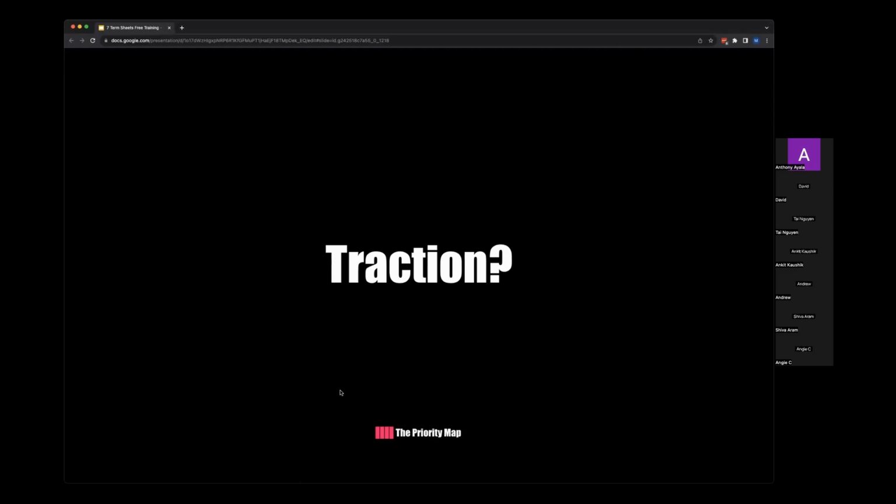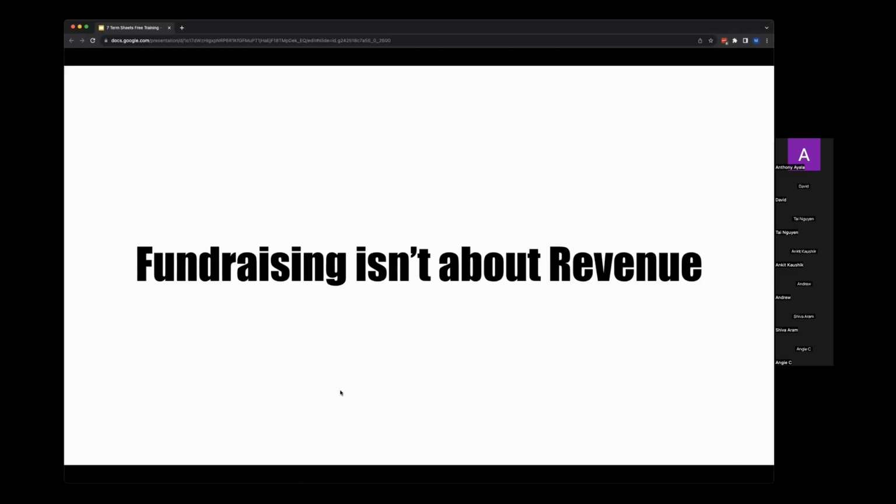But let's talk about traction. Let's talk about the other 2 parts of it. The other misconception people have is that fundraising is all about revenue. We kind of, or at least I equate, and I think a lot of founders equate revenue with traction.